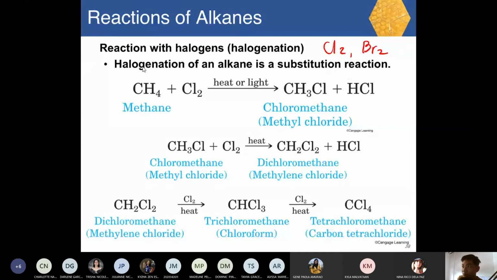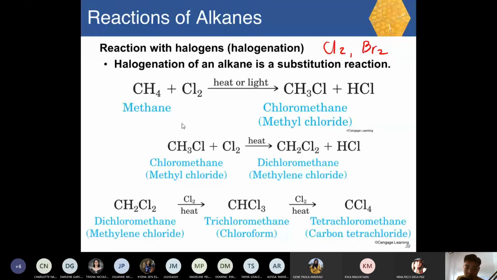Ano lang nangyayari dito? Originally, you have your carbon attached to hydrogens, no? However, when we have reactions with halogens or halogenation, what happens is that your hydrogen is being replaced by your halogen. Yung H papalitan ng Cl or ng Br. So you will have chloromethane, dichloromethane, trichloromethane, etc. Mamaya pakita natin yan kung paano nangyayari yung reaction. Okay, punta muna tayo sa last part ng PowerPoint.